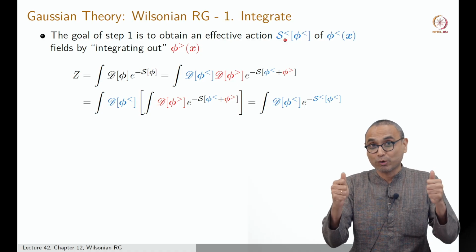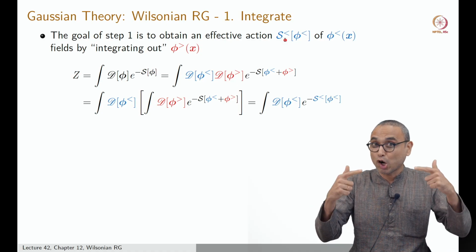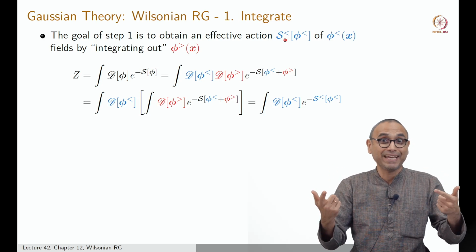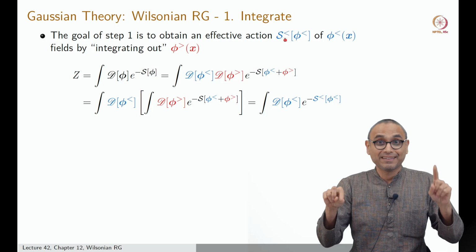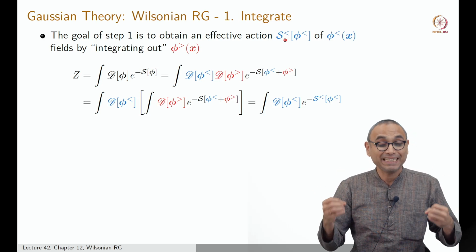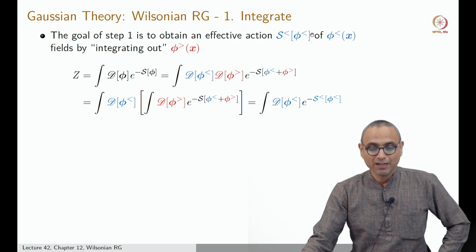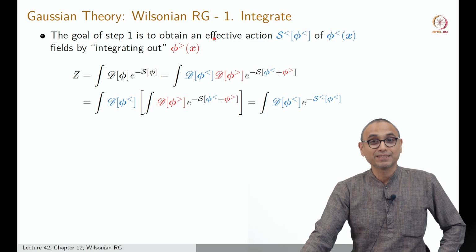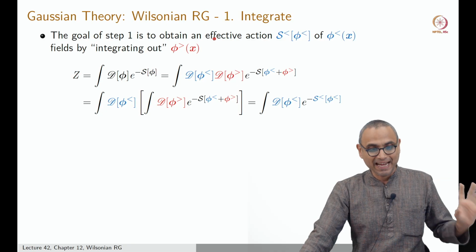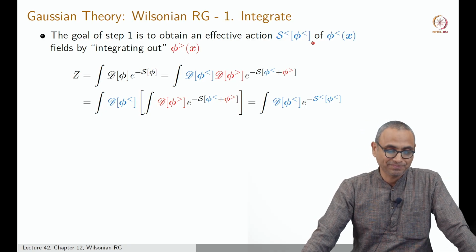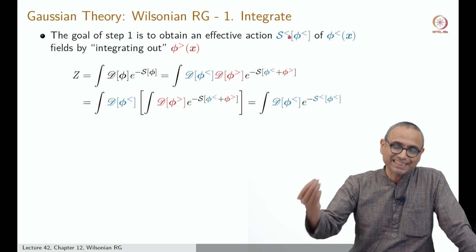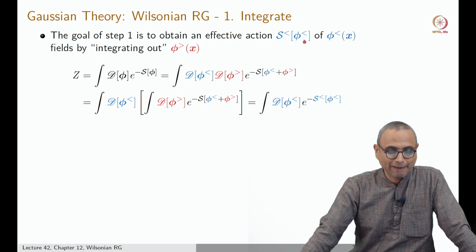We integrated out the odd spins and got an effective statistical weight for the even spins. It's exactly analogous to that. What we are going to do is take this action, integrate out the phi greater than modes and try to get an action for the phi less than modes. And this is just intermediate notation: S less than means it is the action associated with the less than fields.